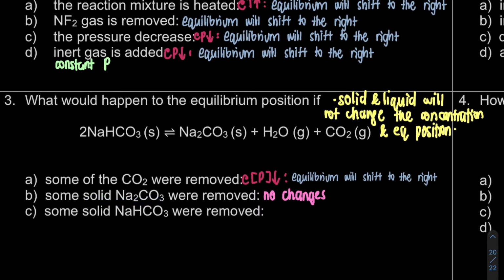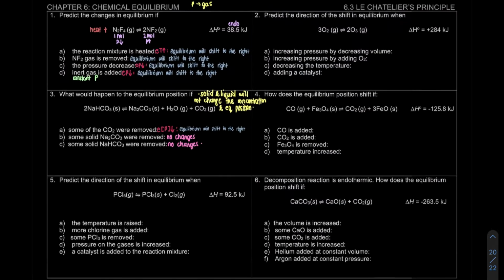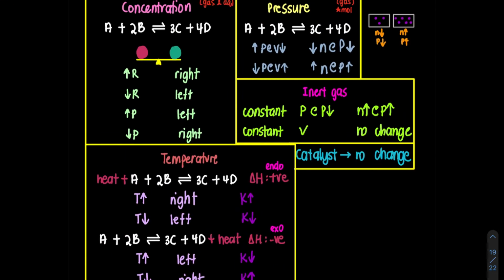Okay, C ni. Some solid NaHCO3 were removed. NaHCO3 ni is actually our reactant, tapi dia adalah solid. So sama juga. There are no changes. Okay, again, concentration hanya kat sini misalnya concentration involving gas dengan aq sahaja. Kalau pressure, gas sahajalah.